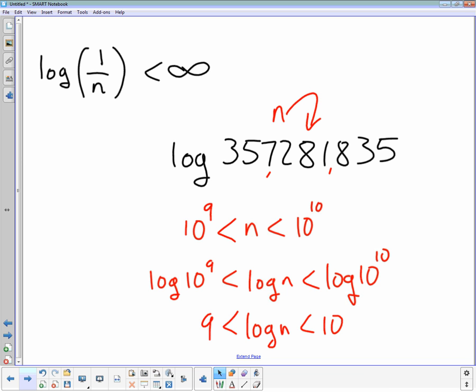Should be between 8 and 9. 10 to the 9th. Oh, because it is. This number would be 3.5 blah blah blah times 10 to the 8th, right? Think about your significant figures in chemistry. If I move my decimal point 1, 2, 3, 4, 5, 6, 7, 8, right?